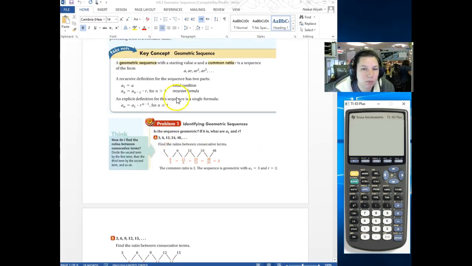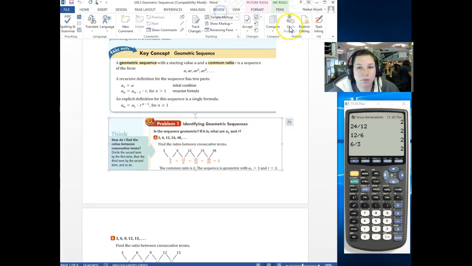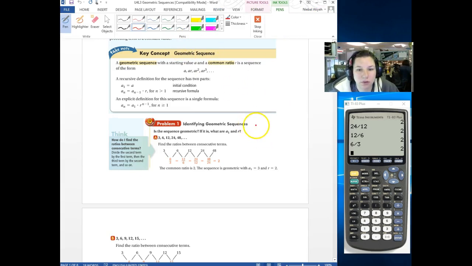Okay, so for problem 1, this is just going over the vocab for you. If you want to know if it's geometric, you're going to take each number and divide it by the one in front. So 48 divided by 24, I get 2. 24 divided by 12, we get 2 again. 12 divided by 6, you get a 2, and 6 divided by 3, you get a 2. So that confirms that this sequence is geometric. When you're identifying sequences, you want to know the first term, which in this case is 3, and then we use the symbol r for our common ratio.